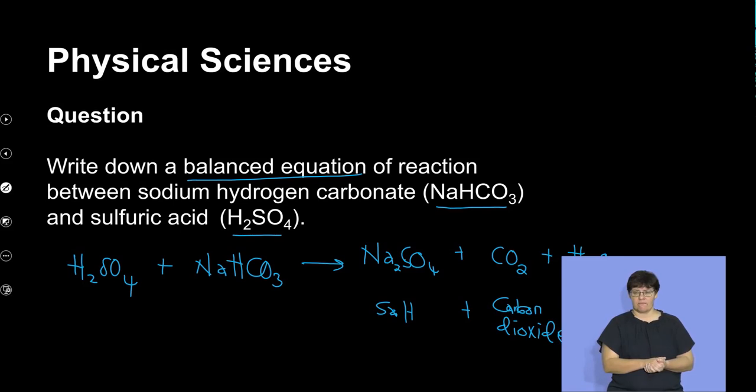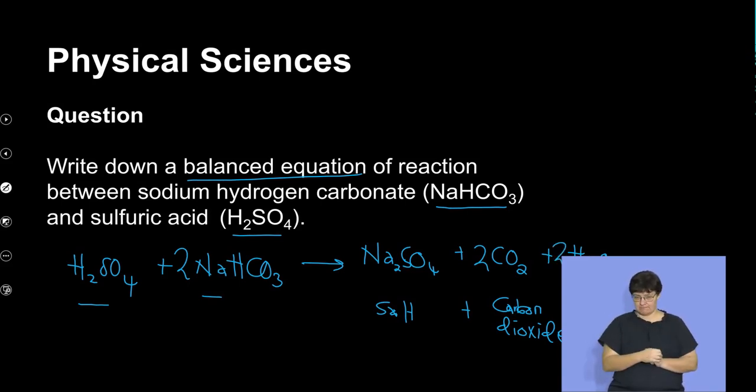Now the balancing part comes in. If you look at the sodium on the right-hand side, it's 2 atoms. So we can also put 2 moles there. That would also change the number of carbon atoms. On the left now it's 2, and then on the right we still have 1, so we can put a 2 there. What about the hydrogen? How many hydrogens do we have on the left? It's 2 from the sulfuric acid and 2 from the sodium hydrogen carbonate. It means we can also put a 2 there.